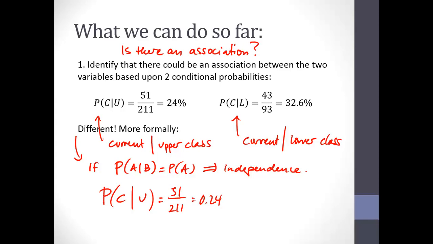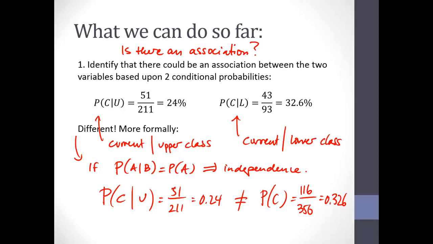Whereas if we look at the probability of being a current smoker, that is 116 out of 356, which is 0.326. And of course these things are not equal to each other. So that's another way of saying that. If these two things were equal, then we would have independence. Since they're not equal, that's a way to show us that there's some sort of a relationship going on here.